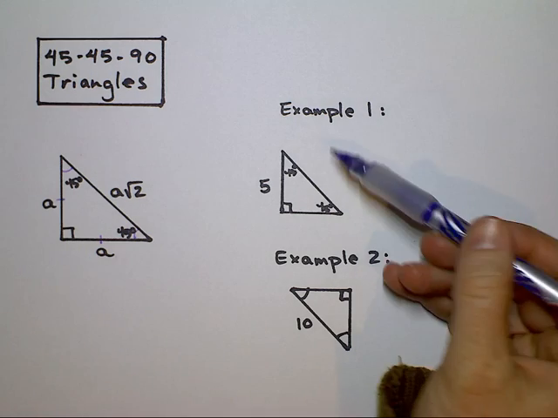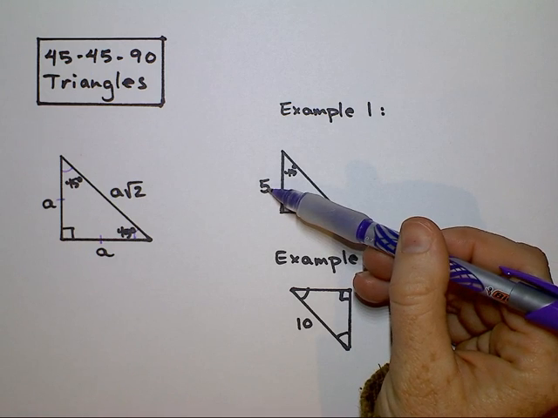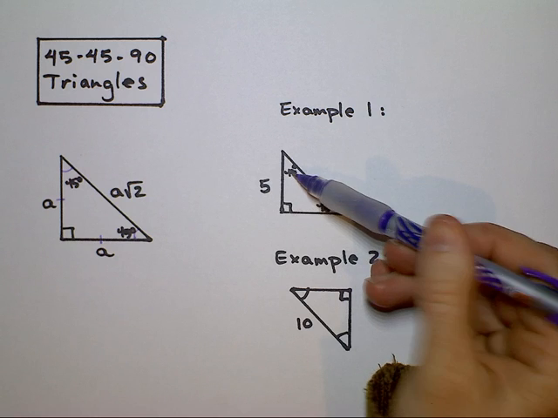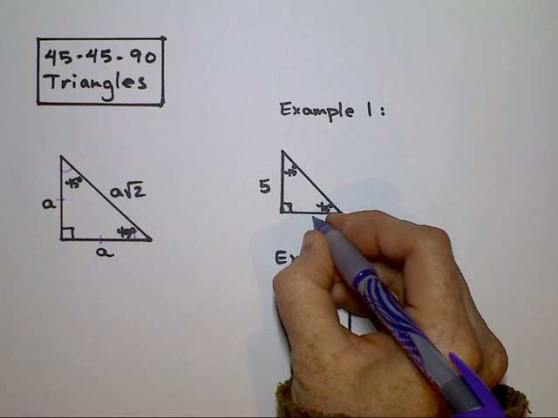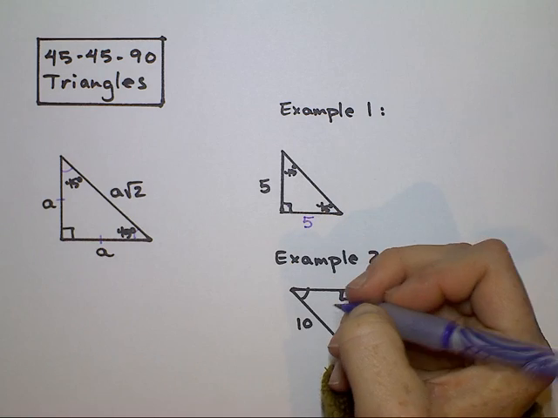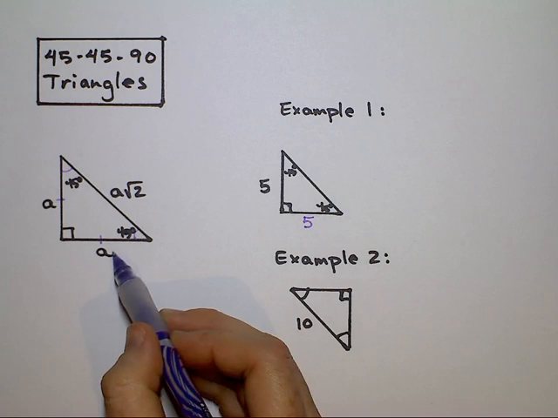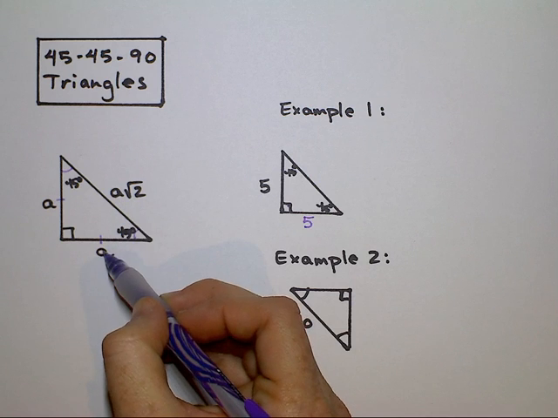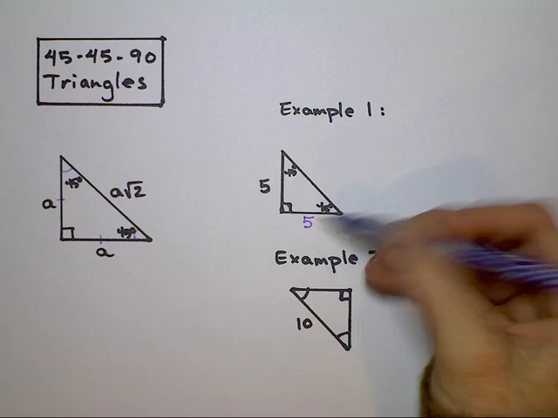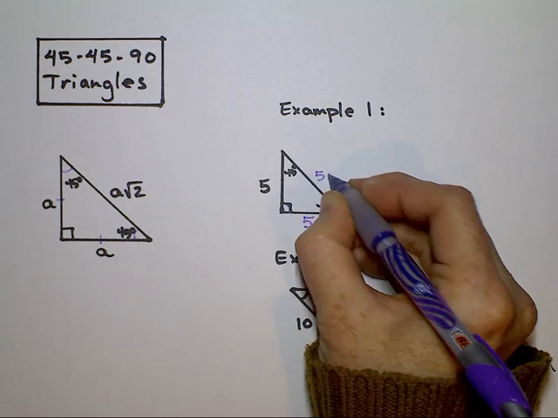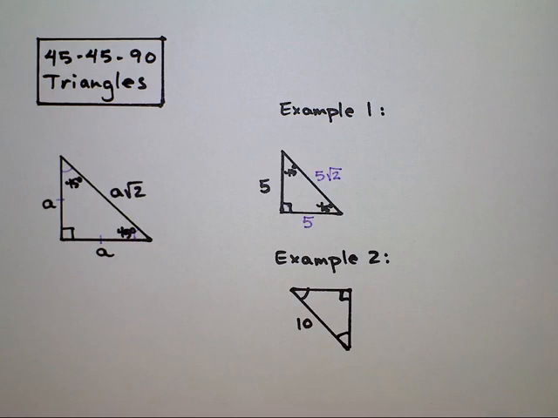So here in example 1, I know that the leg is 5. Since it's a 45, 45, 90, it's an isosceles triangle, so that means the other leg is 5. And if I look at my relationships over here, the hypotenuse is just whatever the leg is times root 2. So here the leg is 5, so that makes the hypotenuse 5 root 2. Done.